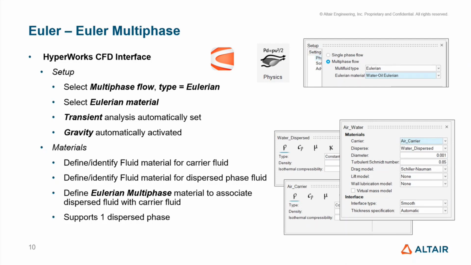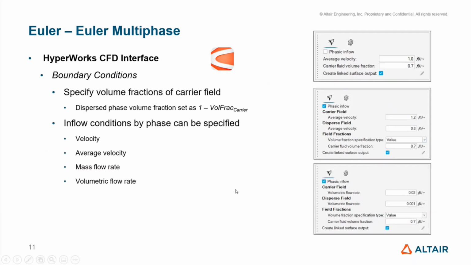HyperWorks CFD supports one dispersed phase for the carrier fluid. At inflow boundaries, only the volume fraction of the carrier fluid needs to be specified in HyperWorks CFD. The dispersed phase volume fraction is taken as 1 minus the volume fraction of the carrier. And phasic inflow can be specified, again, with any of the 4 inlet types shown here: velocity, average velocity, mass flow rate, and volumetric flow rate.